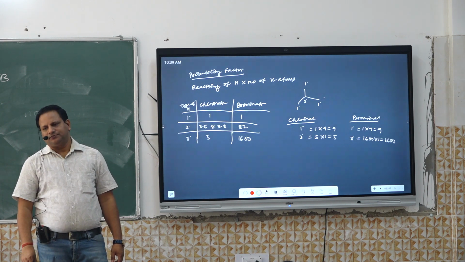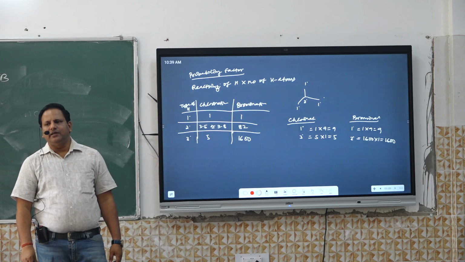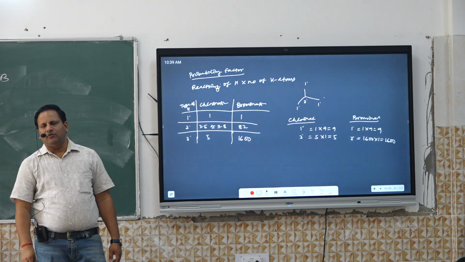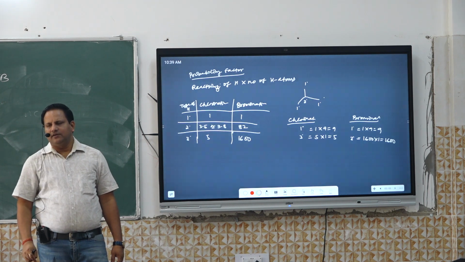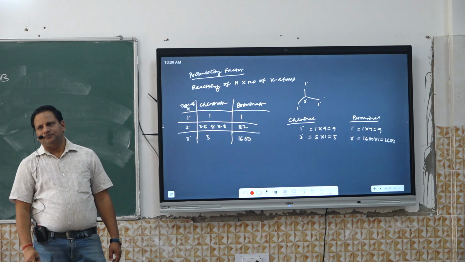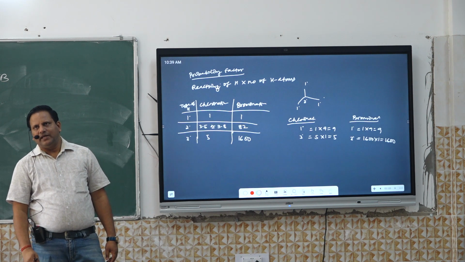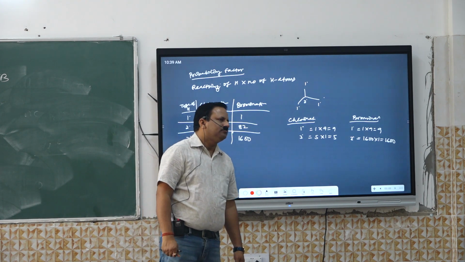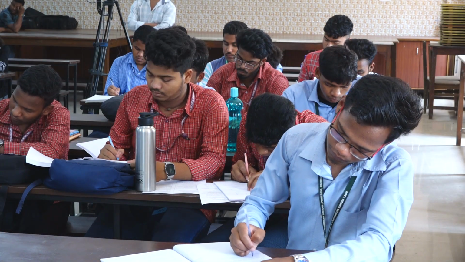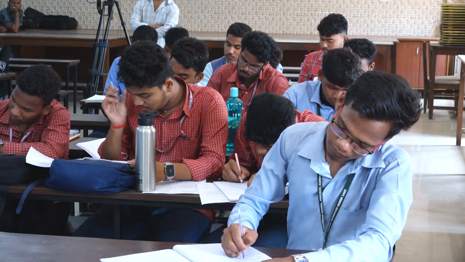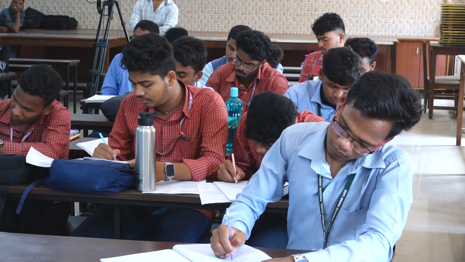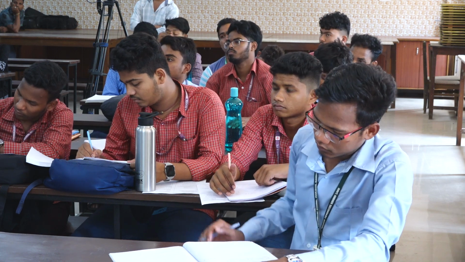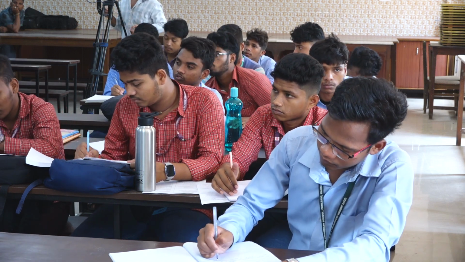At higher temperature, that is 300 degree centigrade or above, the reactivity of all three, that is 1 degree, 2 degree and 3 degree, are the same. Clear? This order will hold at room temperature or moderate temperature, not at very high temperature. So with this the alkane chapter is over.